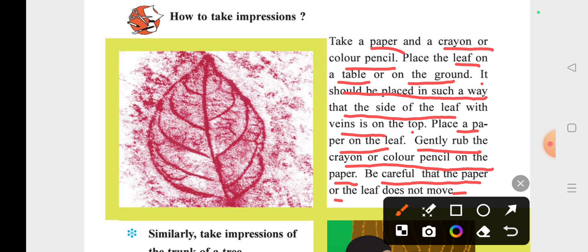Yes, children, I will show the image so you can understand in a better way. For this you especially need a white paper and crayons, colorful crayons. Then place the leaf, and the vein part is on the upper side, okay, and after that place the paper on the leaf, and then gently rub the crayons on it, so you will get such type of impression.